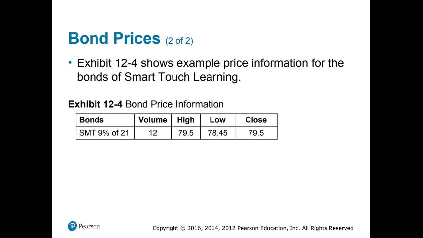This is on page 603. Exhibit 12.4 shows example price information for the bonds of Smart Touch Learning. So here we're saying that we have a bond. The volume is 12. The high for the bond is 79.5. The low is 78.45. And the close is 79.5.